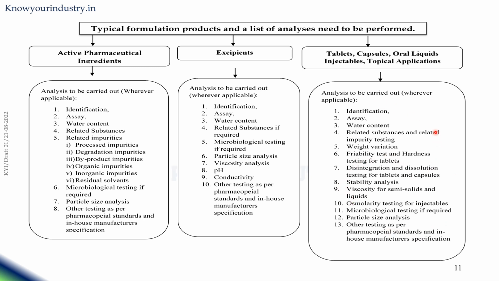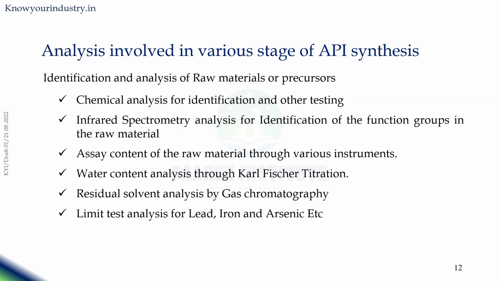So in pharmaceuticals, the API, excipients and finished dosage forms are tested for various parameters at various stages of development and manufacturing. In this slide, we are going to see specifically what analyses are carried out during API synthesis. The identification and analysis of raw materials and precursors is an important step before an API synthesis.